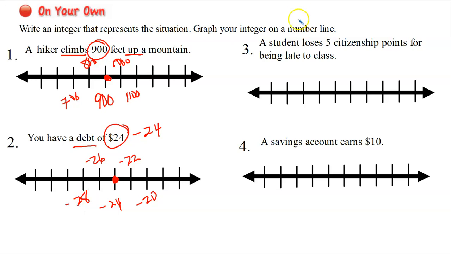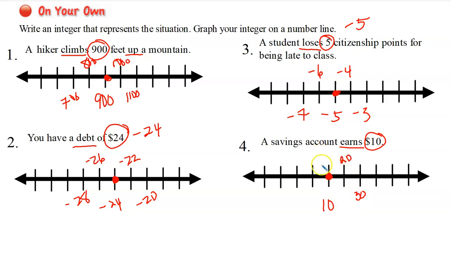And the third one says a student loses 5 citizenship points, right? That's a negative number. So I'm going to go ahead and put my closed circle, negative 5. Maybe I'll just count by 1s for this one, negative 4, negative 3, this is negative 6, and negative 7. And the last one is a savings account that earns you a positive $10. So I'm going to make my point here, put a 10. Maybe I'll skip count by 10s. So this is 20, this is 30, this is 0, this is negative 10.